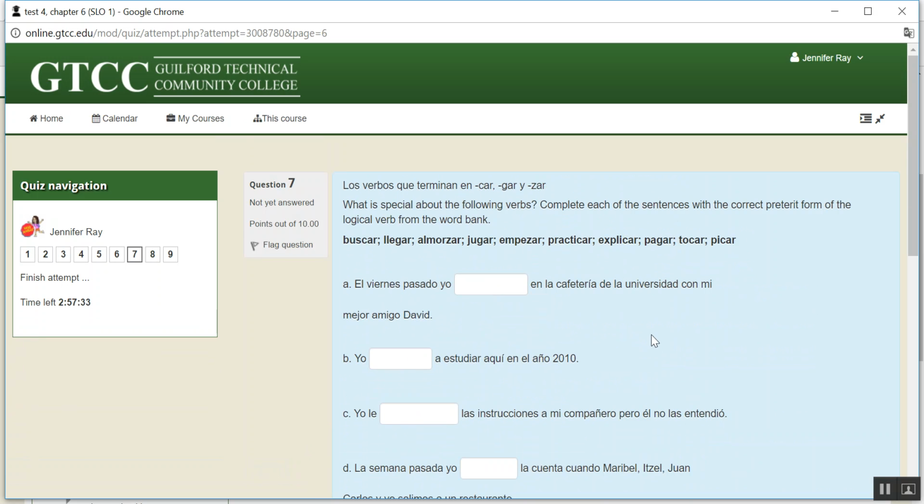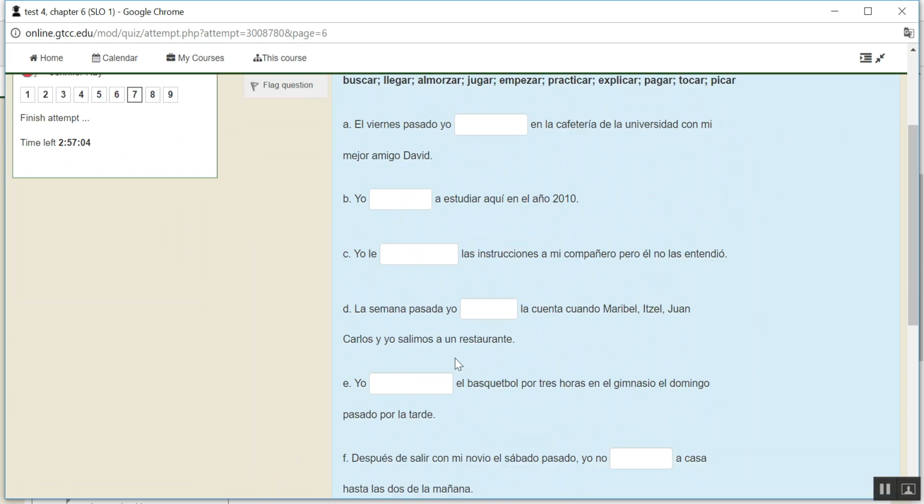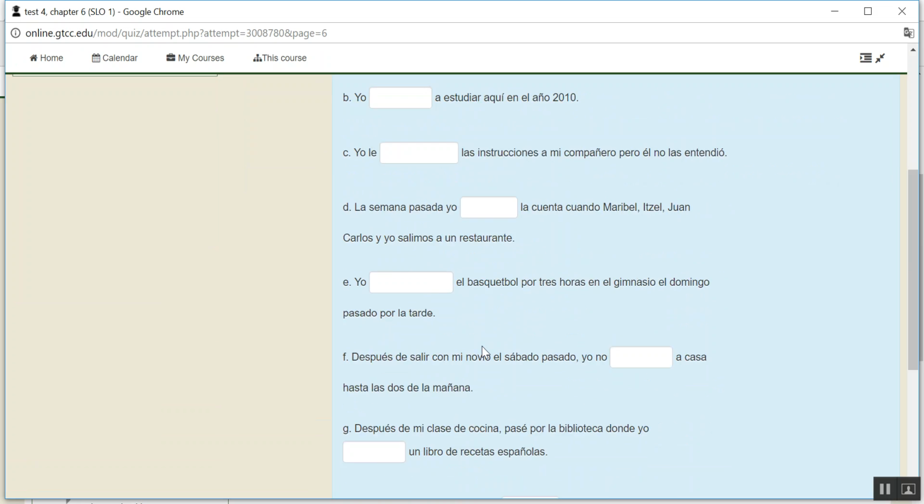Los verbos que terminan en CAR, GAR, ZAR. What is special about the following verbs? Complete each of the sentences with the correct preterite form of the logical word from the word bank. So remember, these are all a little bit irregular. They're not irregular in every form. They're only irregular in their yo form. So just review your rules for CAR, GAR, and ZAR verbs before completing this section of your test. So you pick the verb that goes here and then conjugate it correctly.